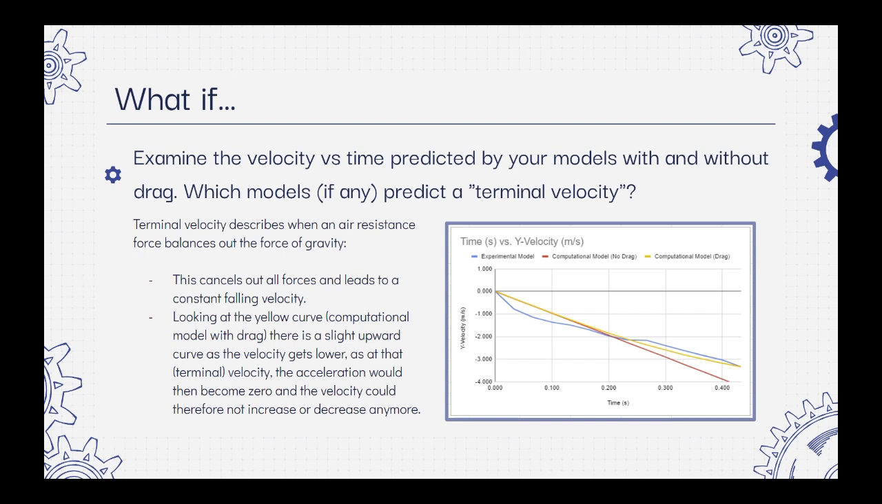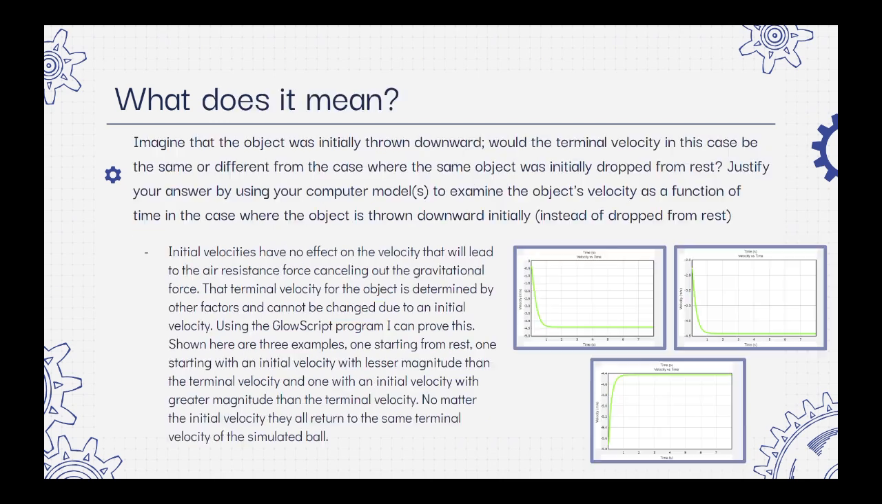So then what does it mean if we added an initial velocity, would that change the terminal velocity? Initial velocities have no real effect on the terminal velocity. That will lead to the air resistance force canceling out the gravitational force, because if you remember that formula, negative B V squared, initial velocity is not in that.